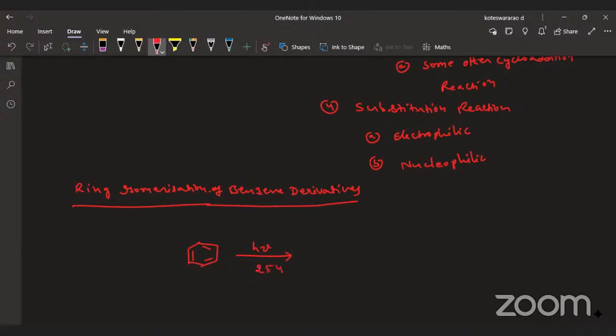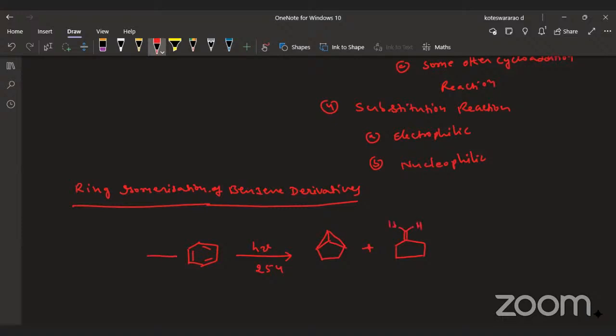It will lead to cross reactions, and the products are benzvalene and also fulvene. This is the lower energy radiation, the lower energy photochemical condition. The fulvene derivative and benzvalene are the main products.